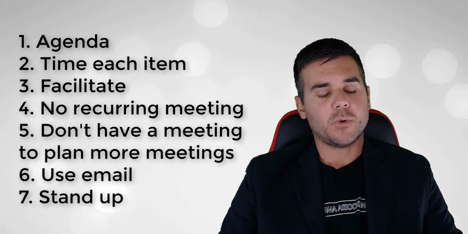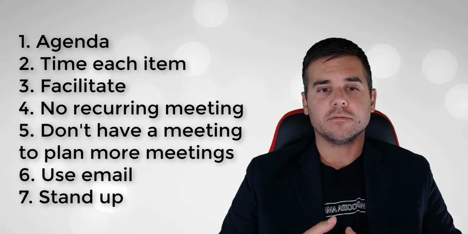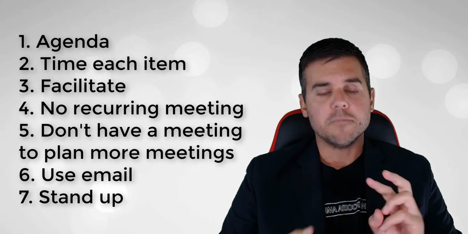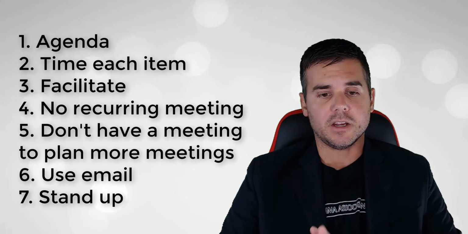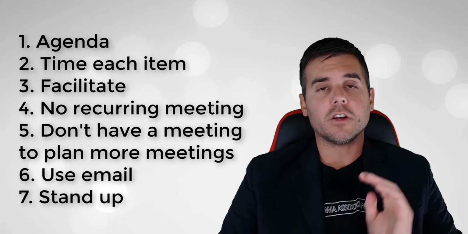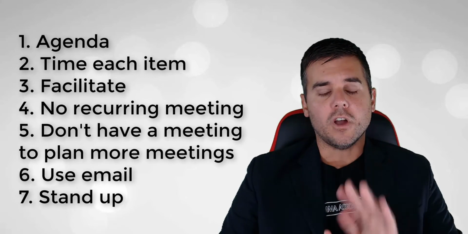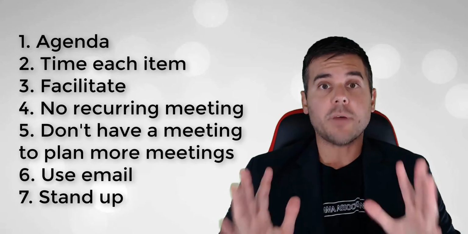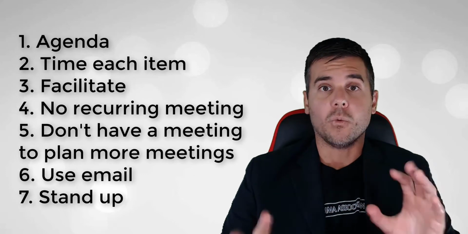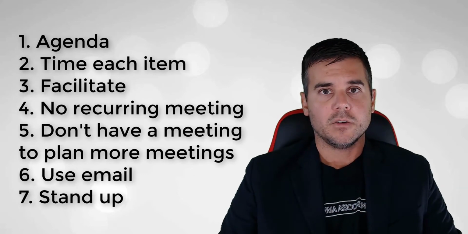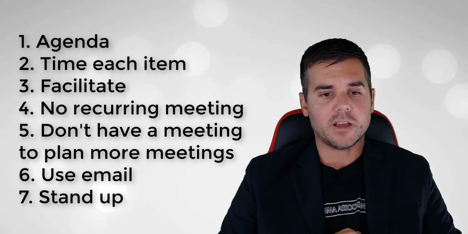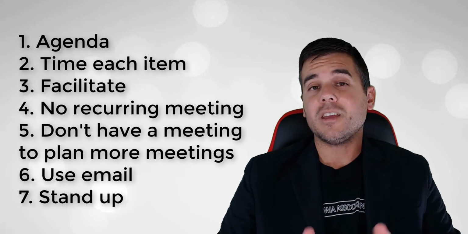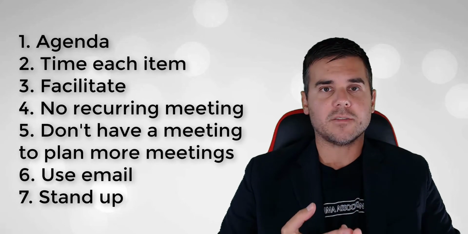So just to rehash my points, have an agenda. Have a time for each topic that you're going to spend on it. Make sure you actually facilitate the meeting. Don't plan a recurring meeting. Don't have meetings to plan more meetings. Use email when possible, or talk one-on-one with people when you need to, so you're not wasting everybody's time. And have everyone stand up. That's it. Those are my tips to run an effective meeting and a fast meeting.